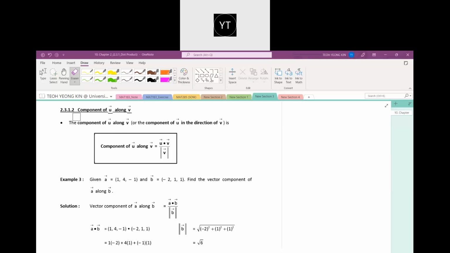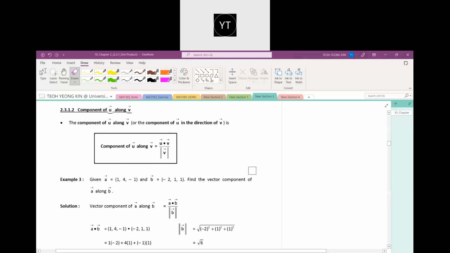In this video, we will look at the component of vector u along vector v. The component of vector u along vector v, or we can say the component of vector u in the direction of vector v, is given by this formula: the dot product of vector u and vector v divided by the magnitude of vector v.